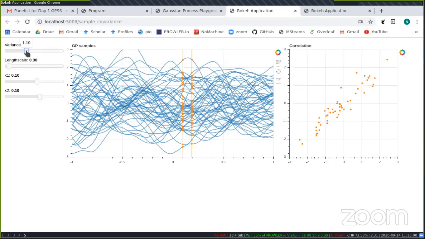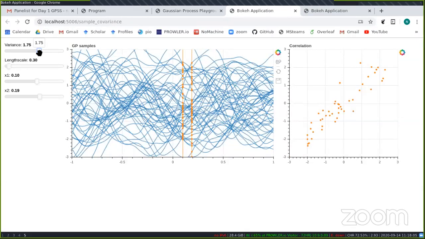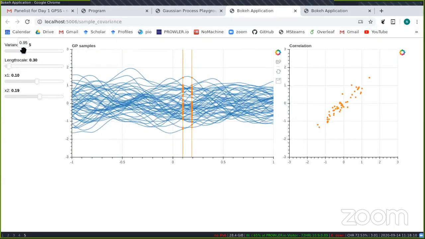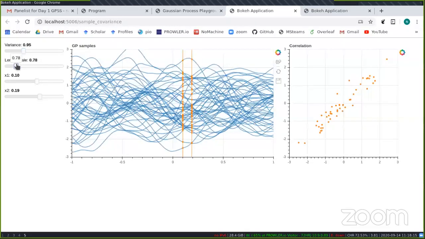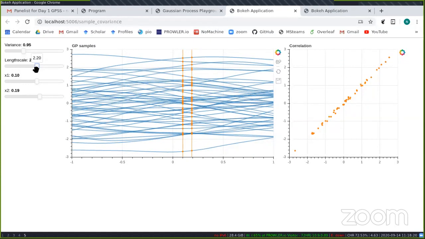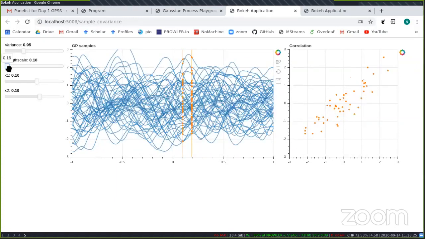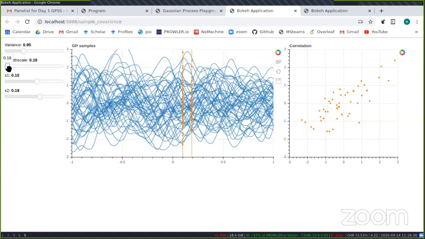So if I increase the variance of the Gaussian process, I just dilate the samples of the GP, and if I reduce it, I'm just going to collapse it. And if we look at the length scale, if I make the length scale longer, the process is going to be stretched, so less and less wiggly. And if I make the length scale shorter, the process is going to have high frequency variations in it. All right.